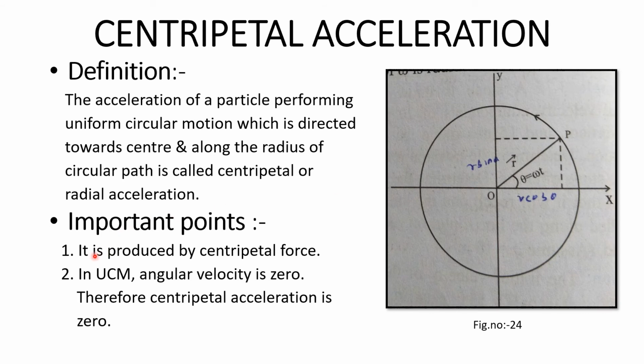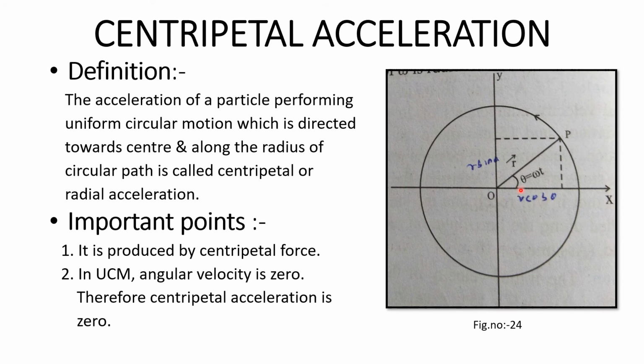Now which are the important points to discuss? First, it is produced by a centripetal force. It means if the centripetal force is present, only then centripetal acceleration is present, and if the force is absent, centripetal acceleration is also absent. Another thing is that in a uniform circular motion, angular acceleration is 0, therefore centripetal acceleration is 0.